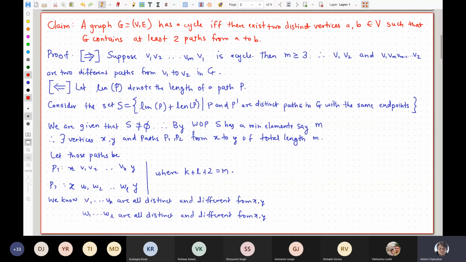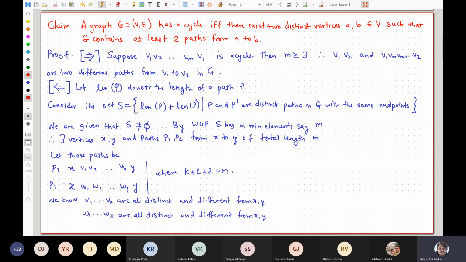Therefore there exist vertices x, y and paths p1, p2 from x to y of total length M. We denoted those paths by p1, which is x v1 v2 up to vk and y, and p2, which is x w1 w2 up to wl and y. The total length of the paths is k plus l plus 2, which is equal to M. Now because these are paths, we know that v1 through vk are all distinct and different from x and y. Similarly, w1 through wl are all distinct and different from x and y. Is everything okay up to this point?